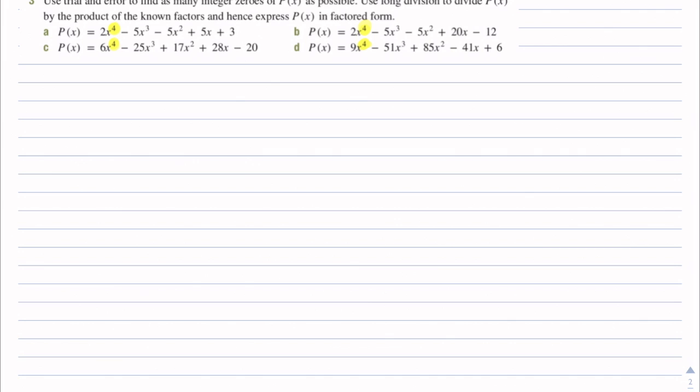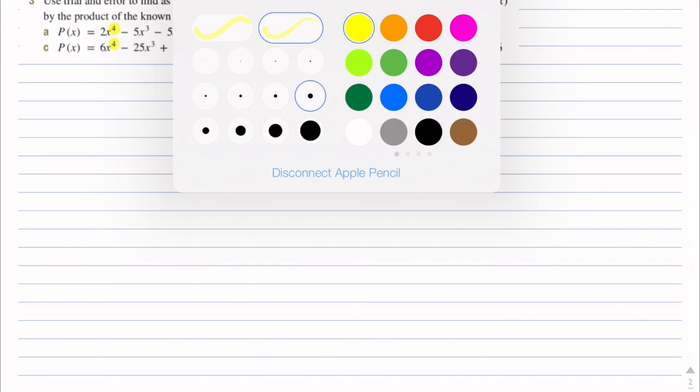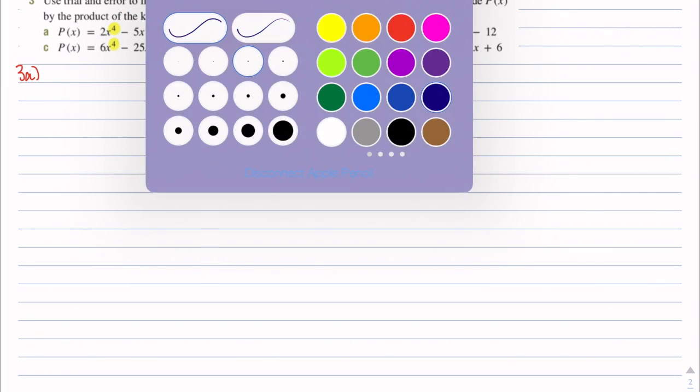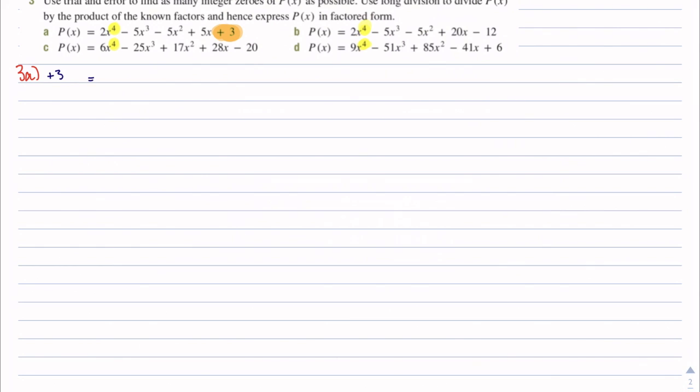The first thing we do is we look at the last number, because the zeros are likely to come from the factors of that number. So for 3a, positive 3 equals positive 3 times 1 and negative 3 times negative 1. So we'll try 3, 1, negative 3, and negative 1.